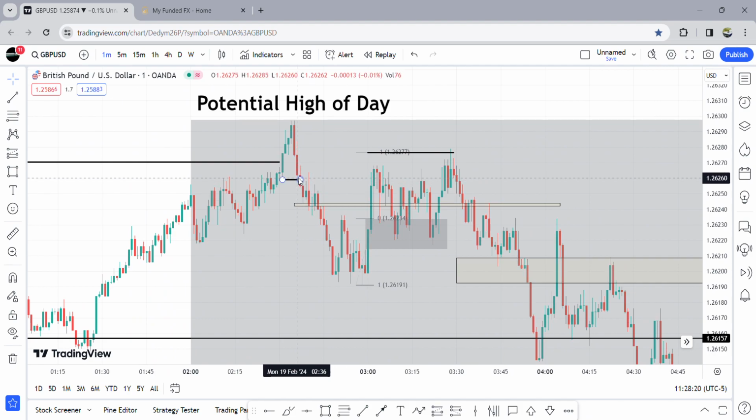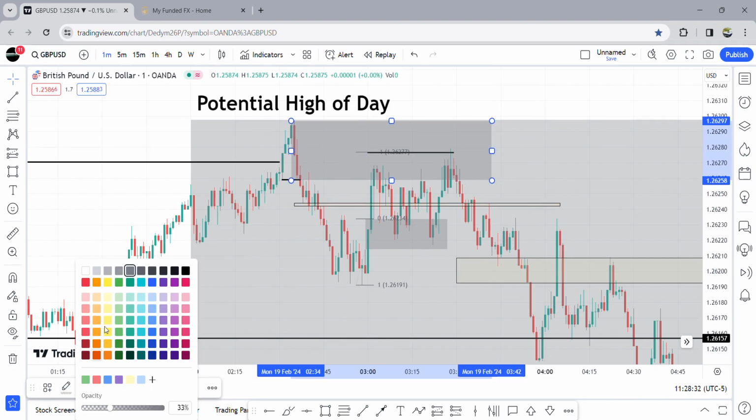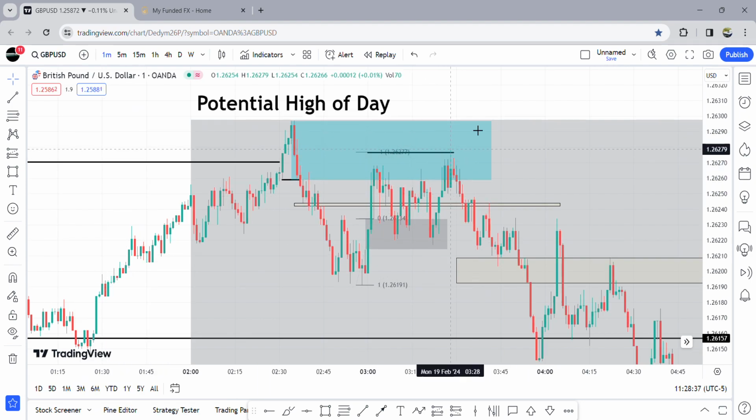If I can buy anywhere above this, anywhere in this range, I'm happy. Sorry, sell. If I can sell anywhere in this range, I'm happy. That is what I was thinking in the moment. I'll just make it blue. Anyway, in there I'm happy.